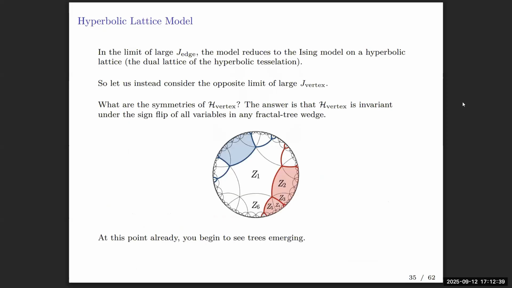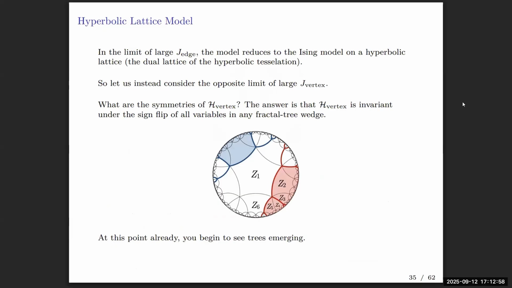We want to see instead what happens if we take the other limit. Suppose we consider the vertex interactions to be very strong. What happens in this limit? Okay, and so the first question that's useful to answer is what are the symmetries? And you remember that basically the vertex interaction has alternating signs of these spins.